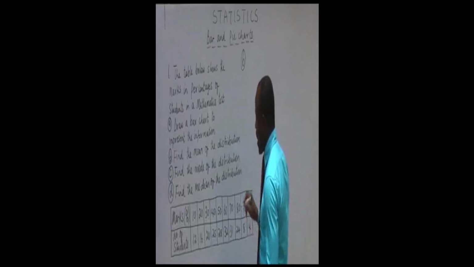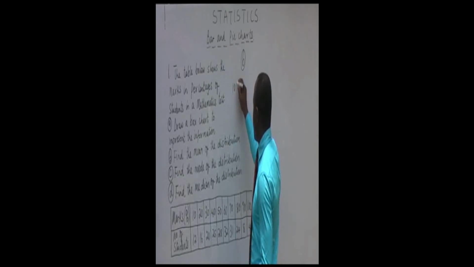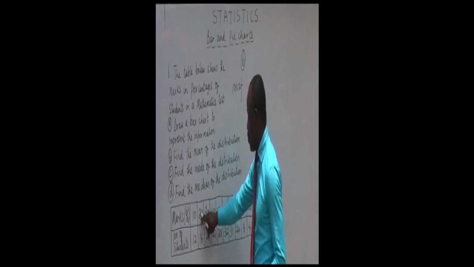So let's start from here. First of all, 10 times 12, plus 20 times 16.